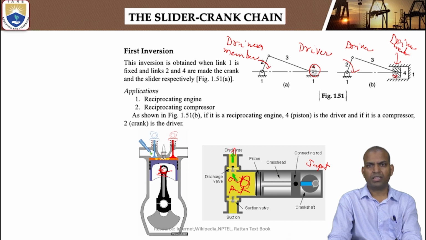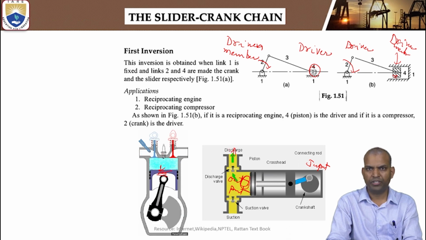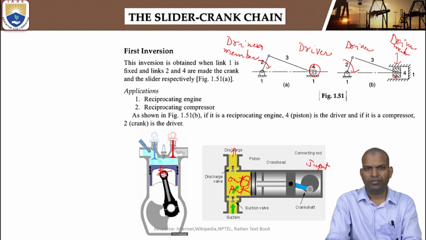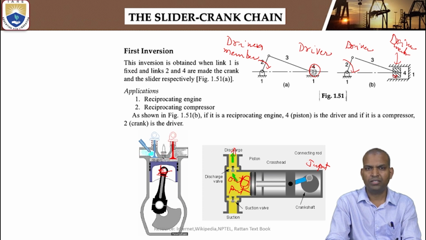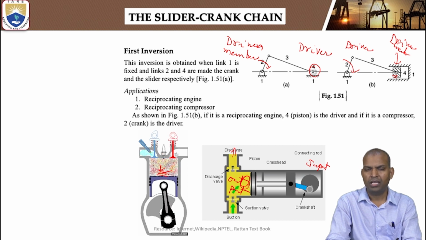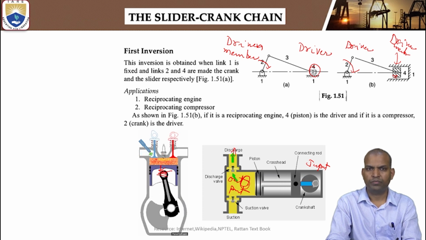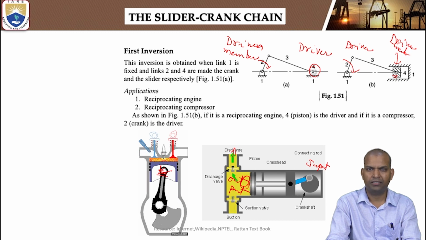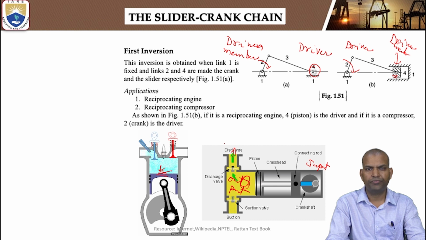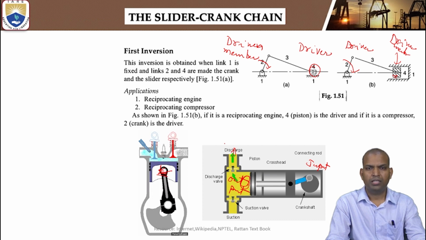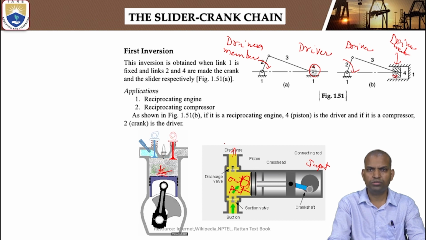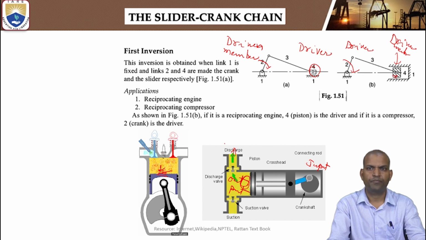Now, that is the first inversion. In the first inversion, again, let me summarize. This inversion results when link 1 of a slider crank chain is fixed. Link 2 and link 4 become crank and slider. The applications of first inversion: number 1, reciprocating engine, and number 2, reciprocating compressor.